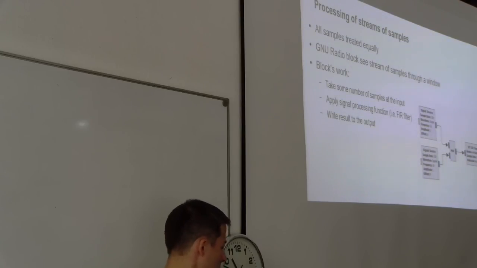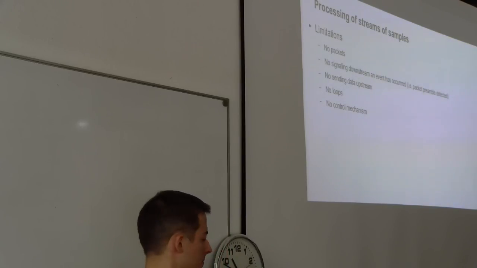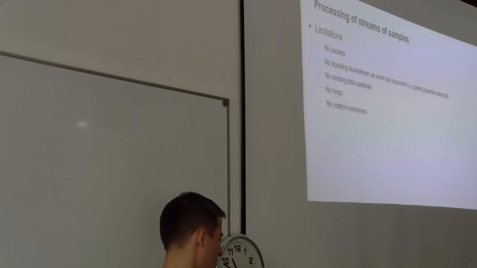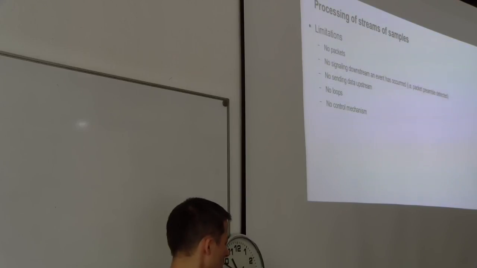What GNU Radio blocks do is take some samples at the input, apply some processing function, for example adding inputs from two inputs, and write to the output. What the GNU Radio runtime ensures is that it will be done synchronously on two inputs. The number of samples that get in is the same. But this way of processing streams has some limitations. For example, packets are probably not possible this way. There is no signaling from upstream blocks to downstream blocks of events that have occurred, no sending data upstream, so no loops and no control mechanism without any hacks into the framework.